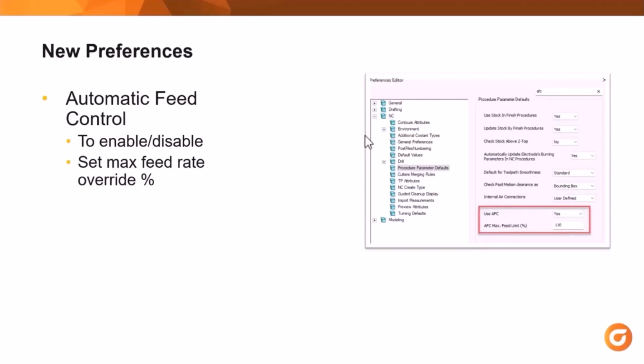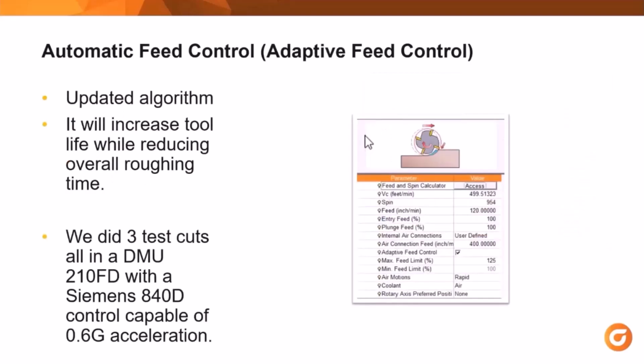We have two new preferences for automatic feed control: to enable, disable, and to set the max feed rate override percentage. Automatic feed control has an updated algorithm. It will increase tool life while reducing overall roughing time. We did 3 test cuts, all on a DMU 210FD with the Siemens 840D control, capable of 0.6 G acceleration.